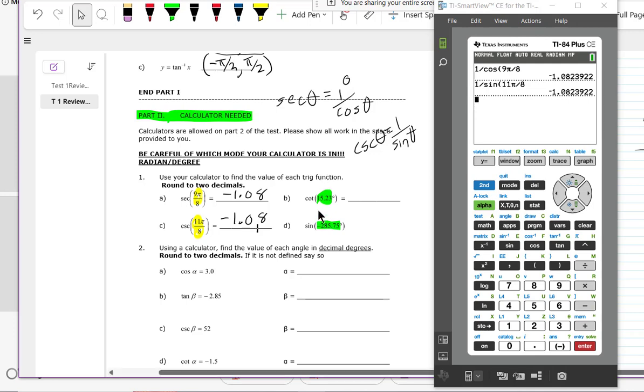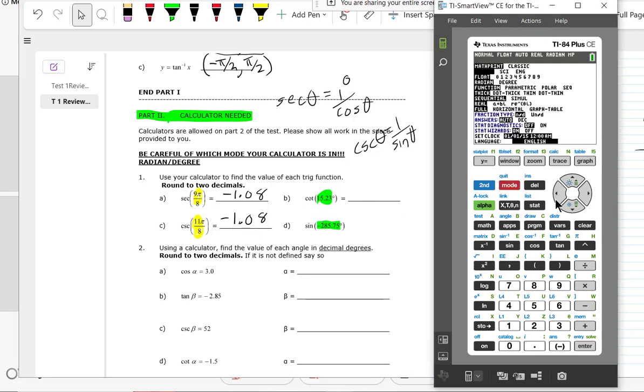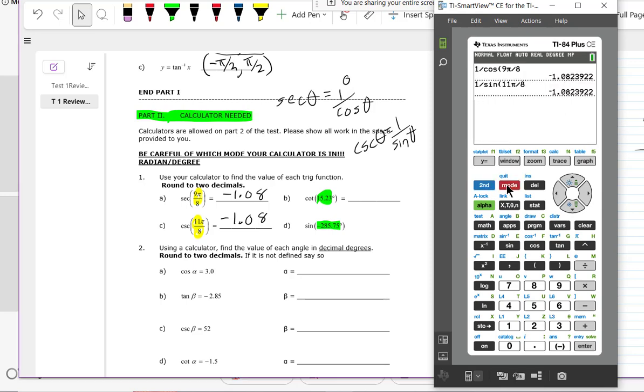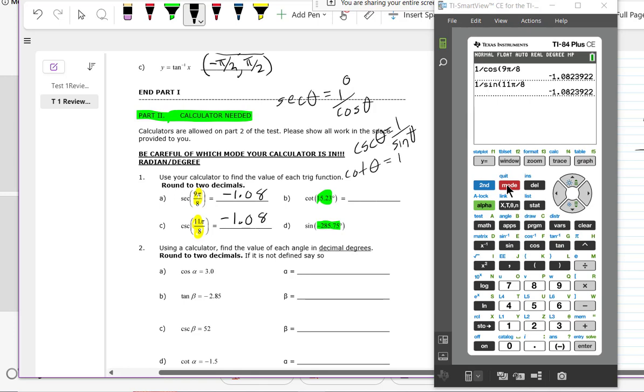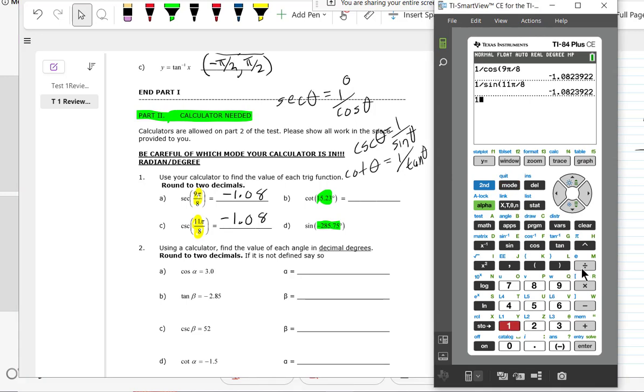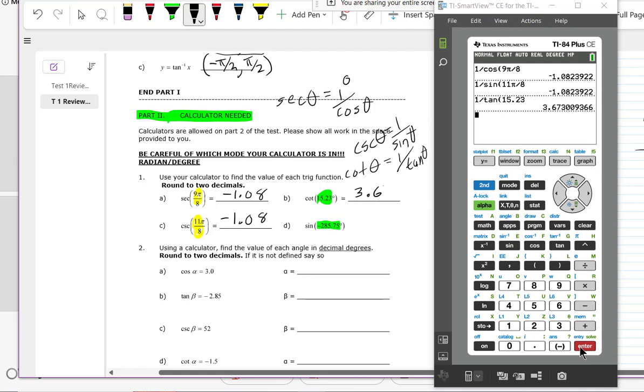These are in degree mode. So you need to go back to your mode button and make sure you're in degree mode. And then you just type in the correct symbol. A cotangent is 1 over tangent. You don't have a cotangent button on your calculator because a cotangent is the reciprocal of the tangent. So what you need to do is just put in 1 over the tangent of 15.23 degrees, and then you can round that off. So that'll be about 3.67.